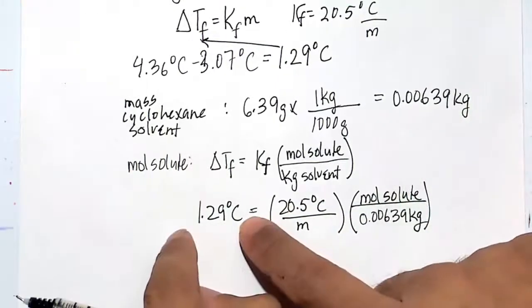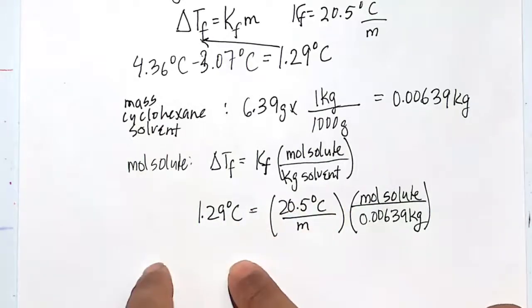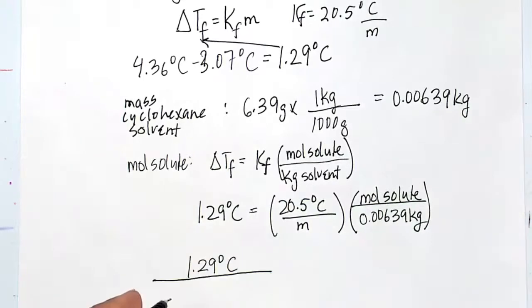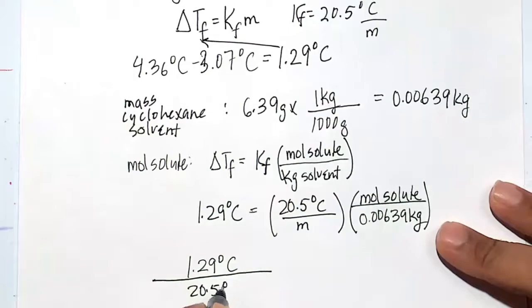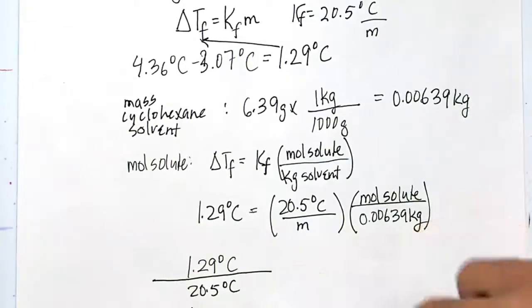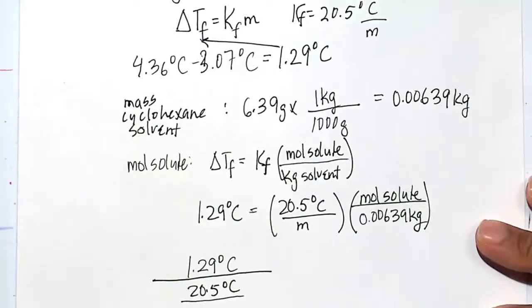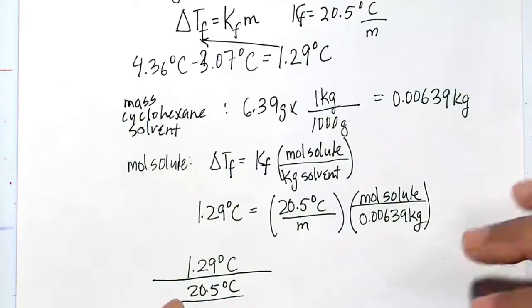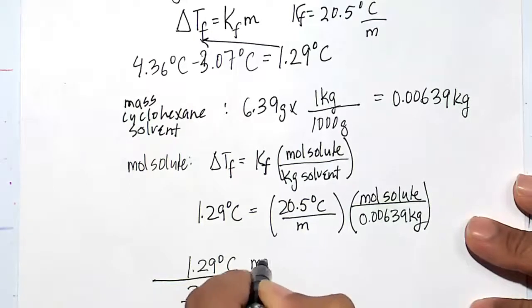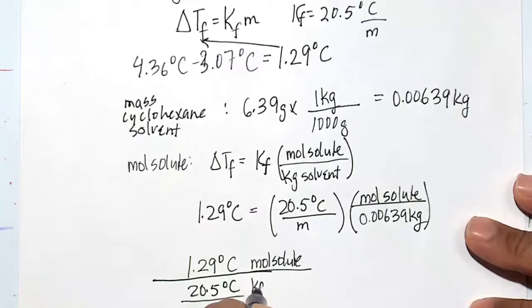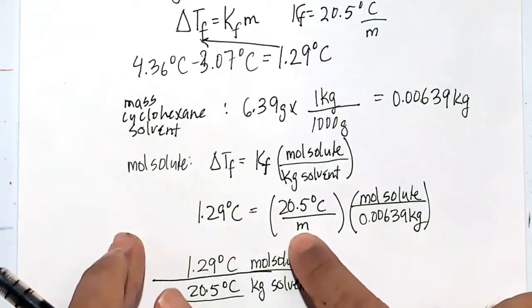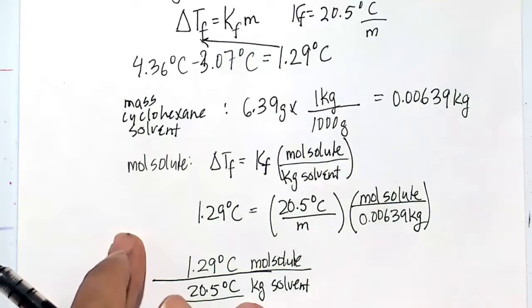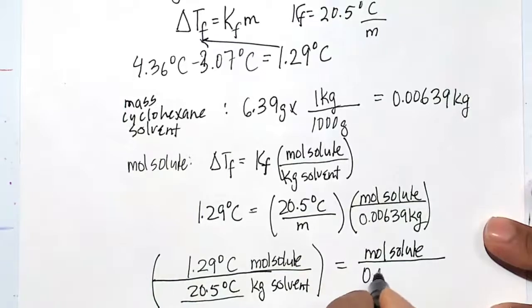All right, so let's take the 1.29 degrees C and leave it as is. We will divide by the 20.5 degrees C over m, so we'll do a little bit of division here. The m gets flipped, so it's divided by moles of solute over kilogram of solvent. That actually puts the moles of solute up in the numerator and the kilogram of solvent in the denominator, right? So 1.29 divided by 20.5. This lowercase m is moles of solute over kilogram of solvent. Because we put this in a denominator, it gets flipped, and it equals moles of solute divided by the kilograms of solvent.